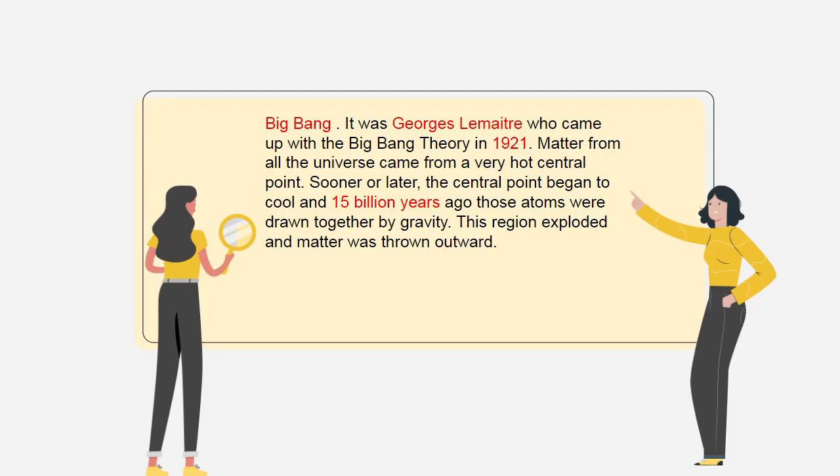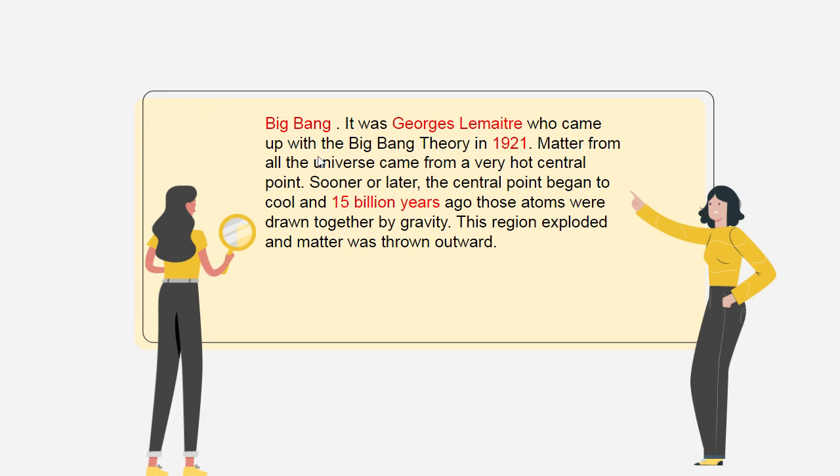Who came up with the Big Bang theory in 1921? It was Georges Lemaître. The matter of the whole universe came from a very hot central point. Sooner or later, the central point began to cool, and 15 billion years ago those atoms were drawn together by gravity. This region exploded and matter was thrown outward.